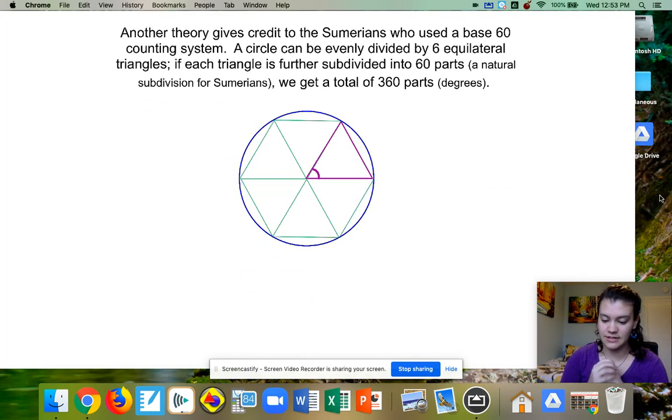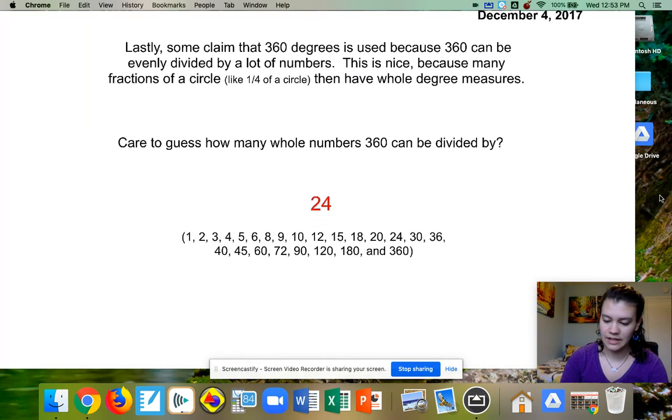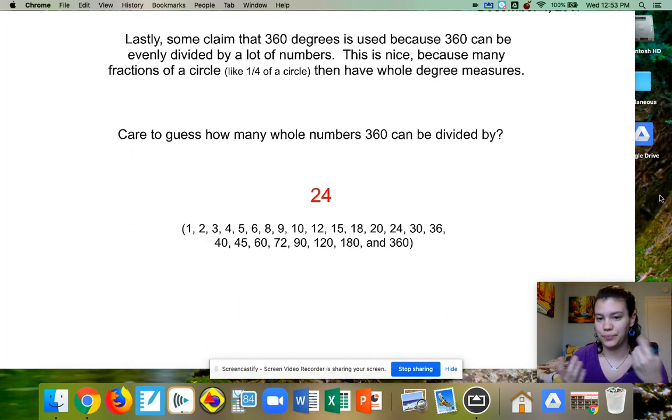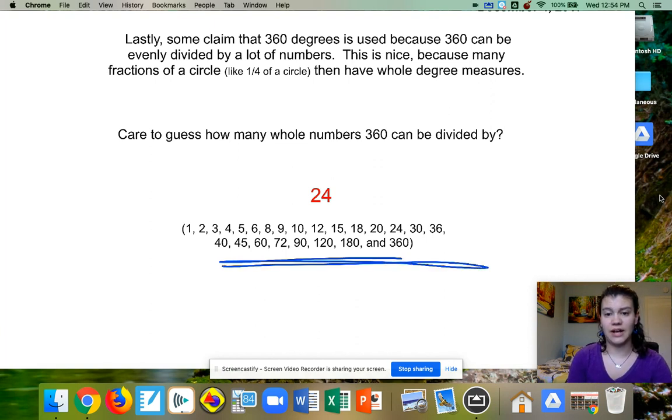Another option is the Sumerians. They used a base 60 in their counting system, so you can divide a circle evenly into 6, and then take that and divide it into 60, and you keep going, you get 360. The last idea, which probably makes the most sense, is that 360 can be divided by a ton of different numbers. So you can divide it by 1, 2, 3, 4, etc., all of these numbers right here on the bottom. And so you get a lot of nice fractions, which is better to deal with than weird fractions.